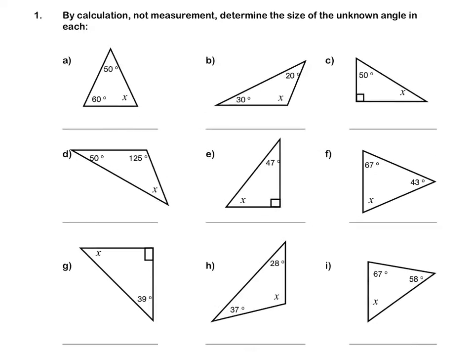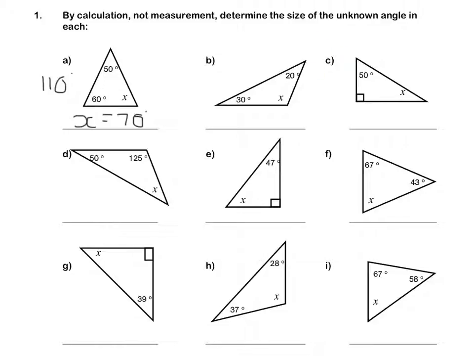Question 1. By calculation, not measurement, determine the size of the unknown angle in each. We know that the sum of the interior angles of every single triangle needs to add up to 180 degrees. So 50 plus 60 is 110 degrees. Therefore, x is equal to 70 degrees, because 110 degrees plus 70 degrees gives us a total of 180 degrees.